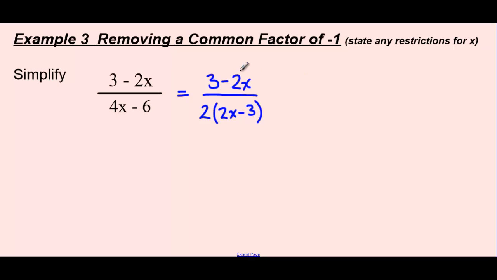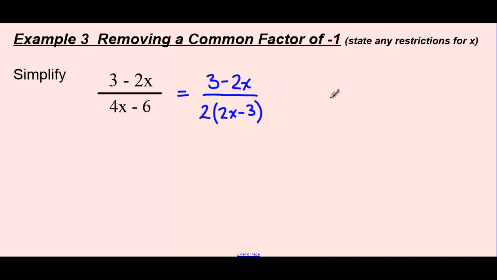Well, looking at all these things here, this numerator, this 2, and this 2x minus 3, none of those things are exactly the same. The 2 cannot cancel with this 2 or reduce because of the subtraction sign. And the 3 minus 2x isn't the same as the 2x minus 3, but they're pretty close. In fact, the only difference is that in the numerator, the 3 is positive and the 2x is negative, whereas in the denominator, the 3 is negative and the 2x is positive. So really the only difference is a negative 1.